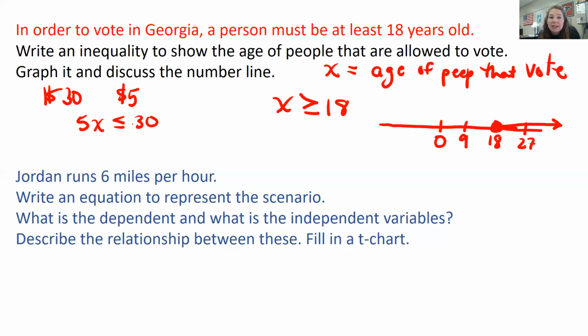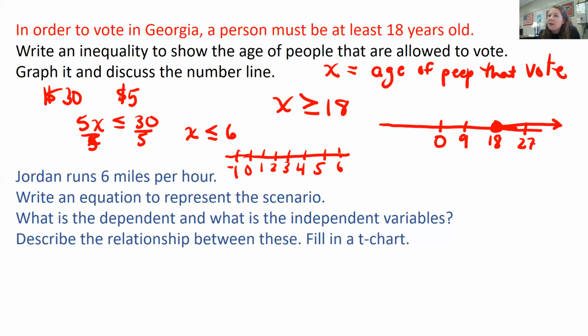So if I have $30, I'm allowed to spend $30 or less. So I am buying candy. I wanna know how many total candy bars I could buy. Whoops, I was supposed to divide both sides by 5. I wrote an X. So my answer would be that I could buy 6 candy bars or less, right? So I could afford to buy 1 candy bar, 2 candy bars, 3 candy bars, no candy bars. And so I would go where my 6 is. I'd fill in my dot because I could afford to buy 6 candy bars. That would be exactly $30 or less.